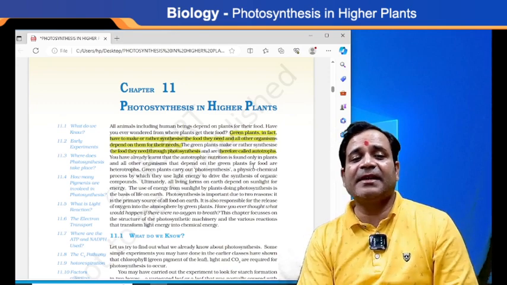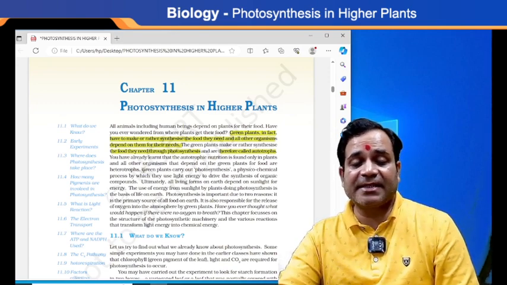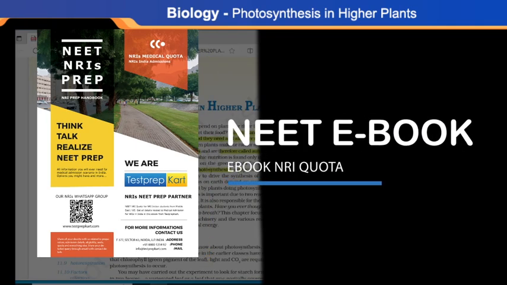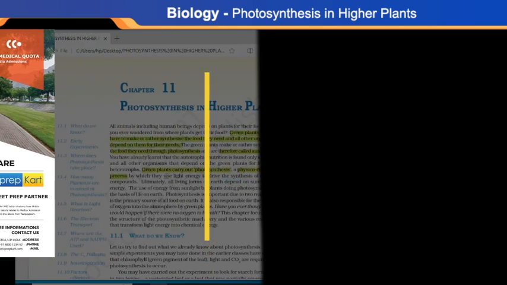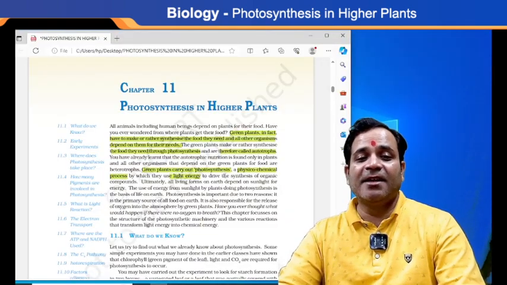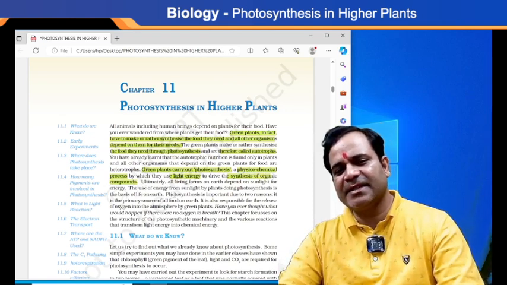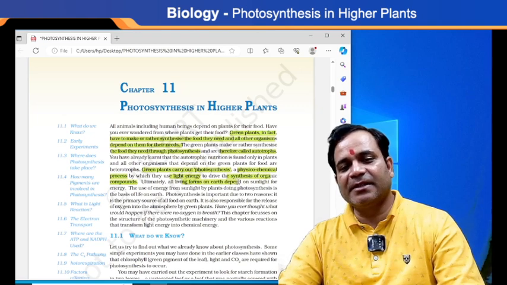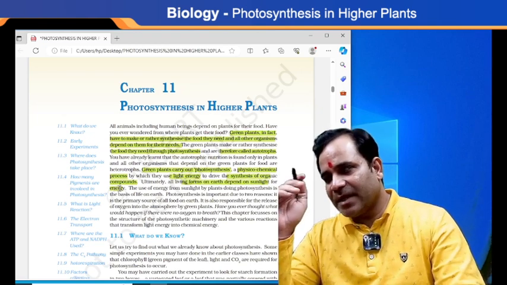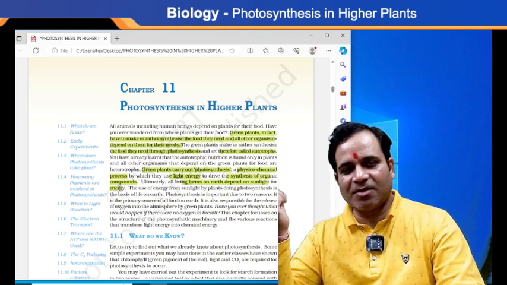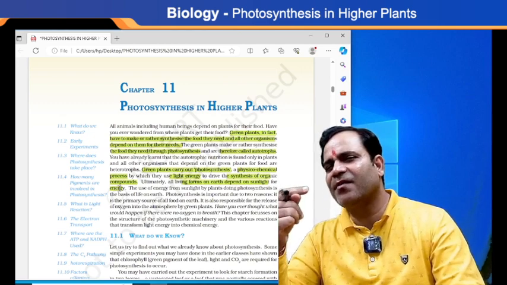Now the question is: do green plants carry out photosynthesis? Yes, definitely. This is a physiochemical process, and in it they use light to drive the synthesis of organic compounds. Ultimately, all living organisms on earth depend on sunlight for energy. Whatever life exists on earth exists only due to sunlight. When there is no sunlight, we can't imagine life on earth, my dear.